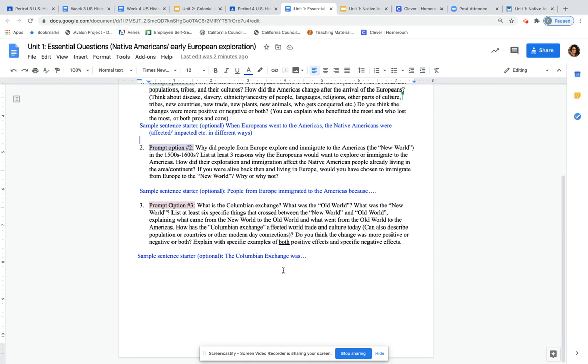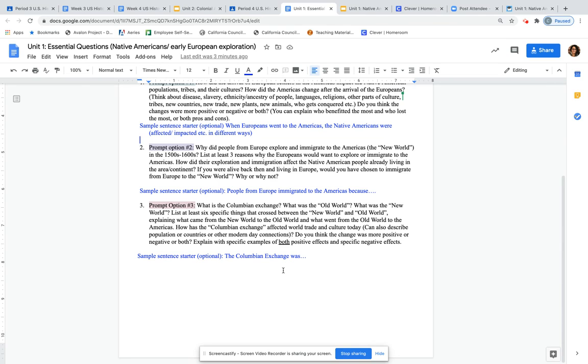And then the next question says, how has the Columbian Exchange affected world trade and culture today? There's a lot of different things you can describe for culture, population, trade, or any other modern day connections. So that one's really more open-ended. And then the last question: do you think the change was more positive or negative, or both, equally positive and negative? And you do have to come up with specific examples of both.